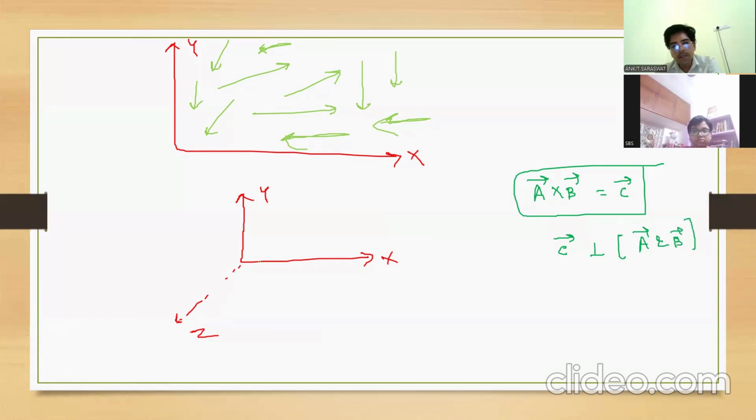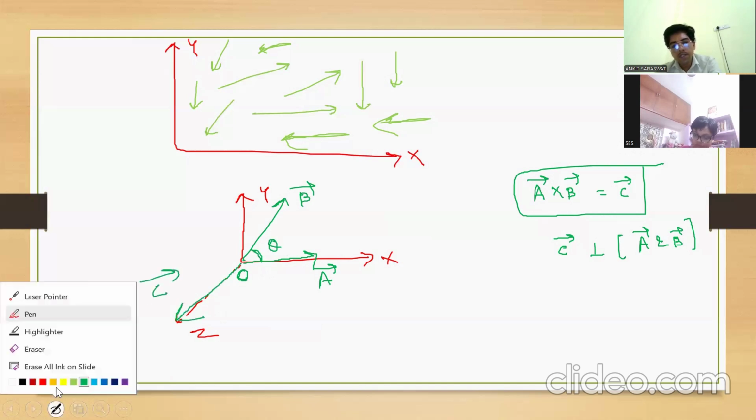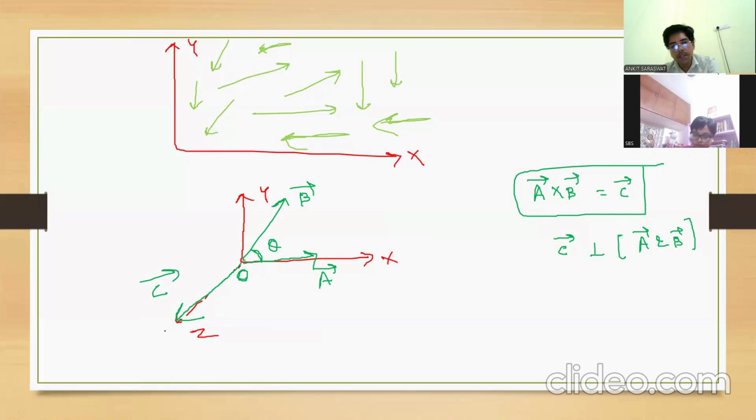So if A vector is this, and B vector is this, this is origin. And the angle between these two vectors is theta. A cross B is C vector. C vector is like this. This is C vector. Now these three vectors are not coplanar. A, B are coplanar. But A, B, C are not coplanar. Clear?